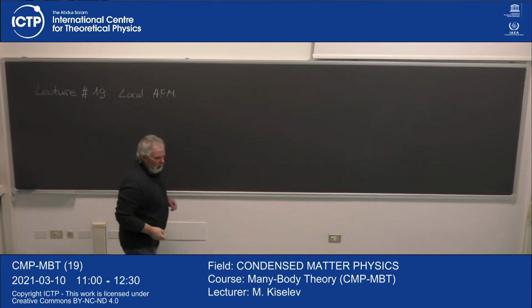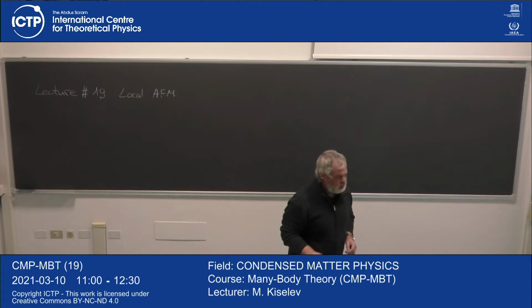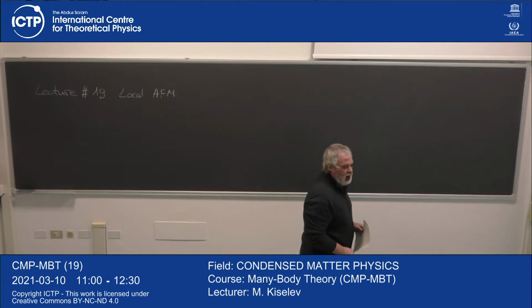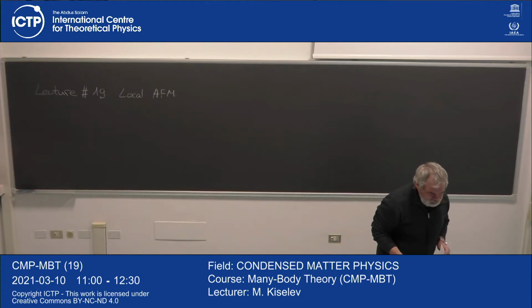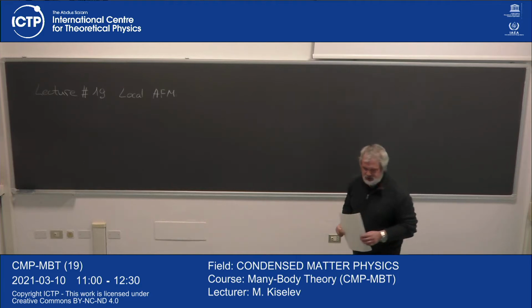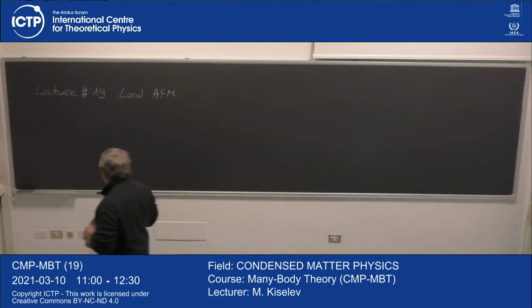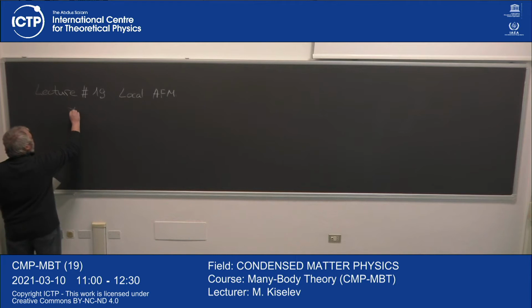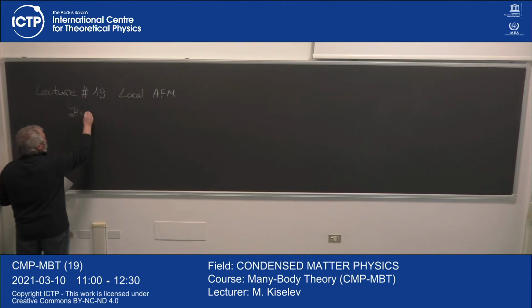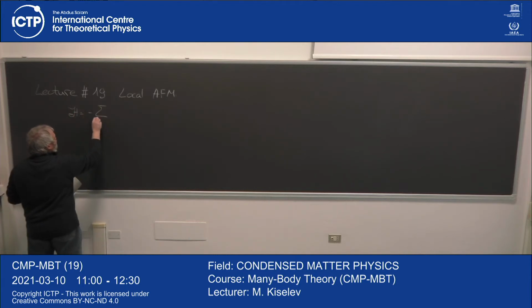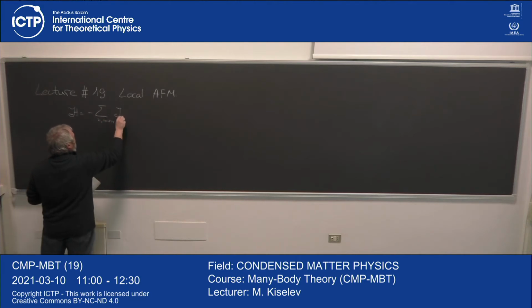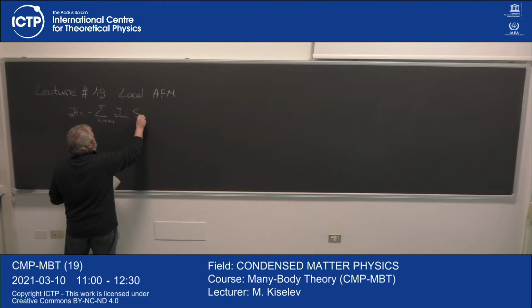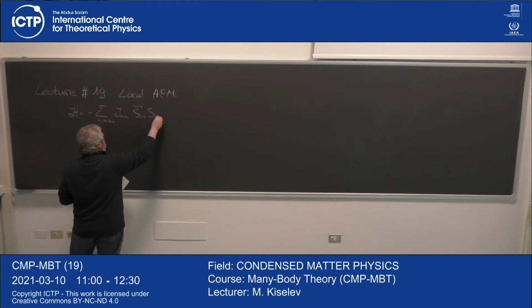Antiferromagnetic. So one day we discussed the Heisenberg model, the anisotropic Heisenberg model. I will come back to the discussion of anisotropic models at the end of the lecture. So the Hamiltonian which we are dealing with was a sum over n not equal to m, J_nm S_n S_m.